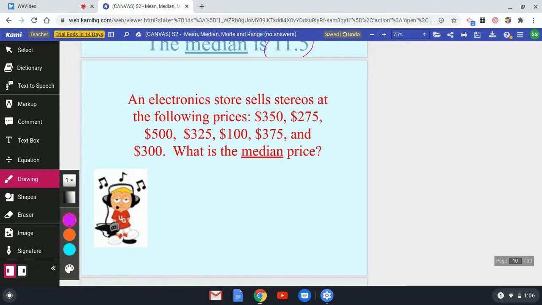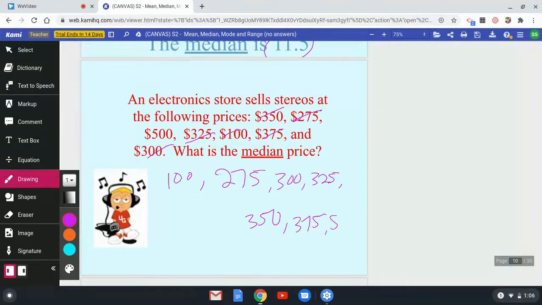Now we need to order them. So let's start by finding the smallest. I have 100, and then I have 275, then I have 300. Ooh, I wrote too big. Then I have 325, then I have 350, and 375, and then 500. So we've got to find the median.